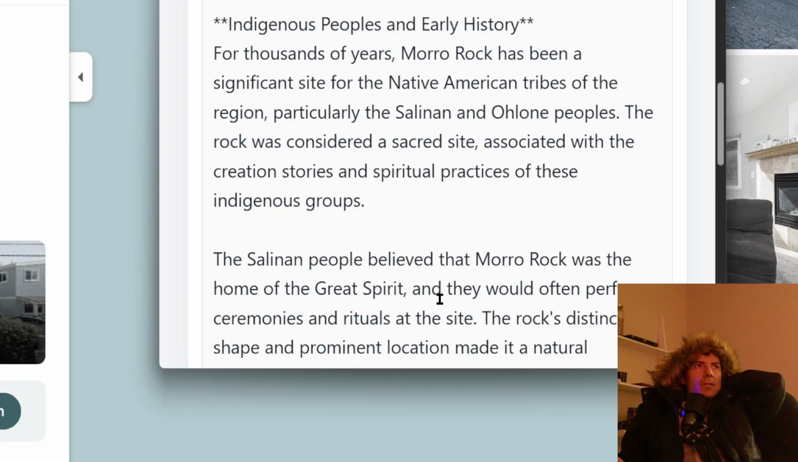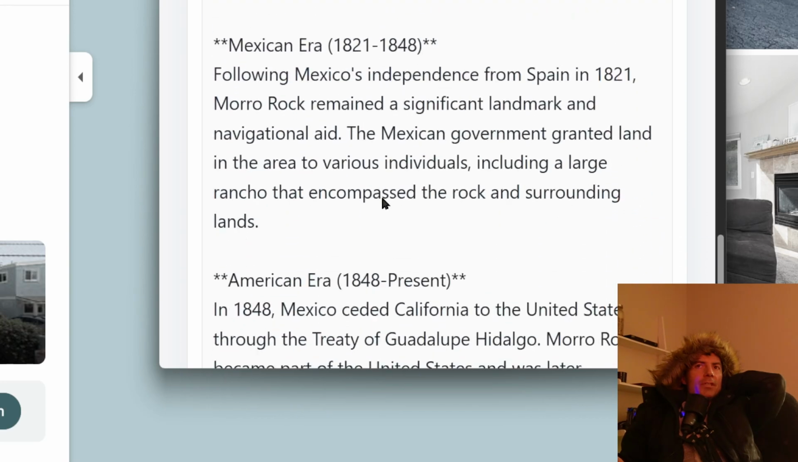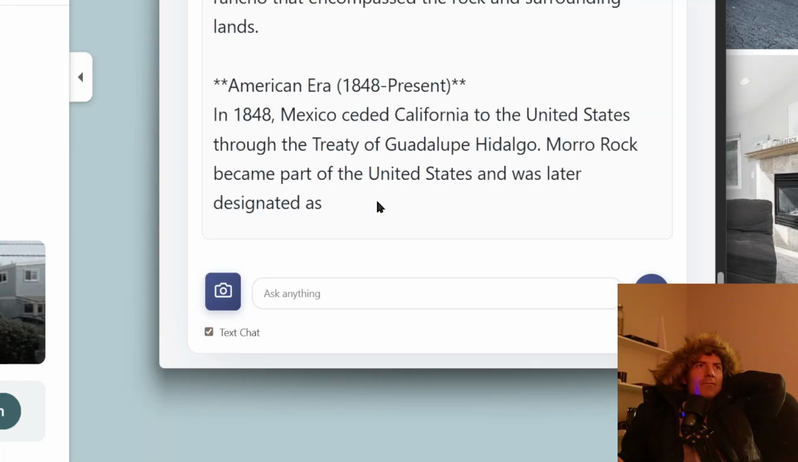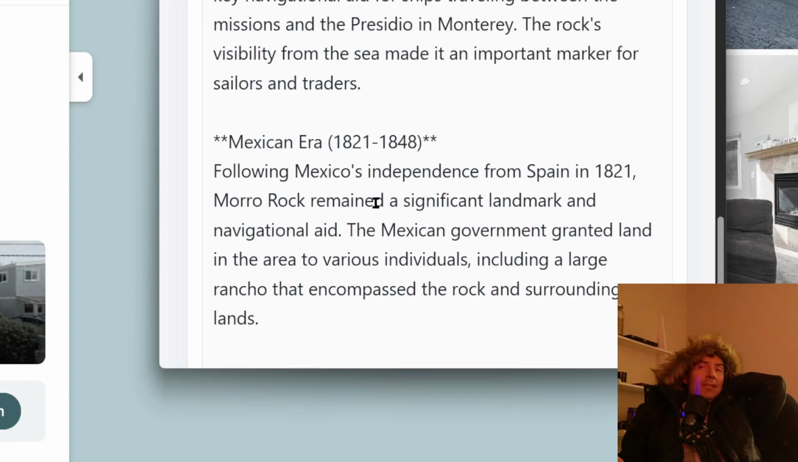It had significance to the indigenous, sacred site, and I asked for extensive and it gave me full history. Mexico ceded this area to California, 1848, through a treaty. Man, this goes deep.